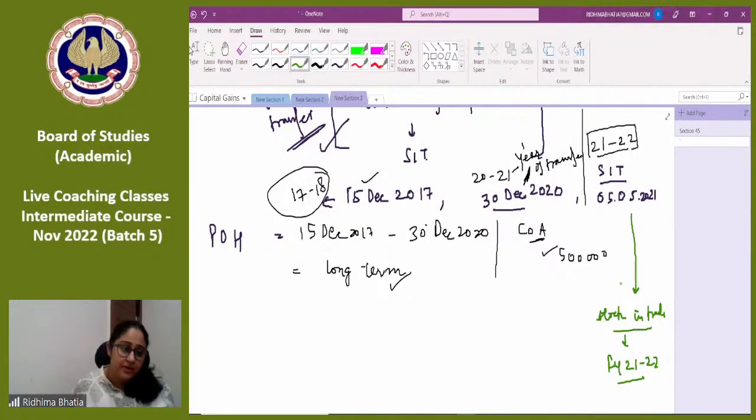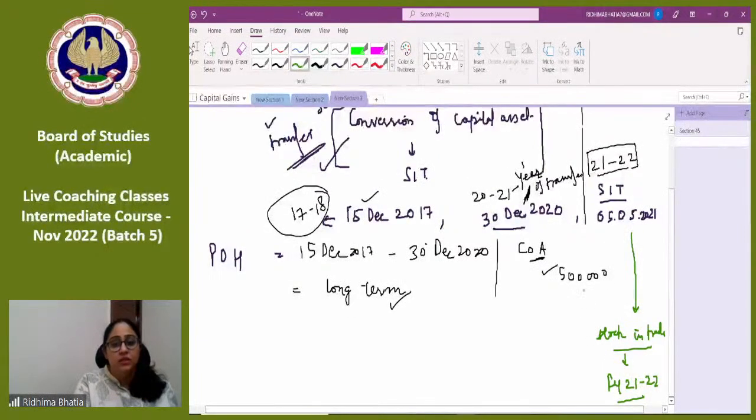But how is capital gain to be computed? Now, suppose I tell you that this stock in trade was sold for 9 lakh. This same jewelry which I acquired for 5 lakh was sold for 9 lakh. Now you will ask, my full value of consideration would be 9 lakh. Will it be 9 lakh? I say no. The full value of consideration would be deemed to be the fair market value on date of conversion.